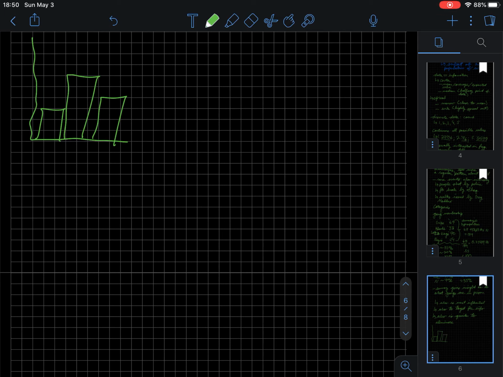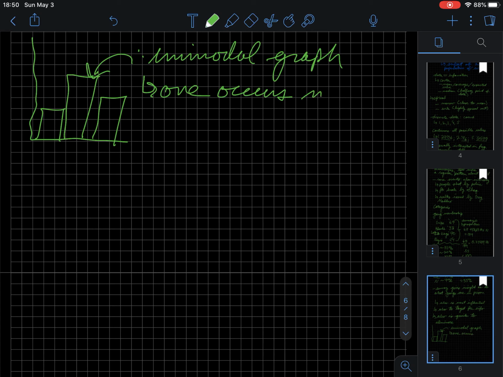And so what would we know about this, right? So we know in this first one, if we were to describe it, this would be a unimodal graph. And in this case, because there's this one data point right here that's really influential, one occurs more than others. This is what's going to be called the mode, right? So the mode is the most frequently occurring value.